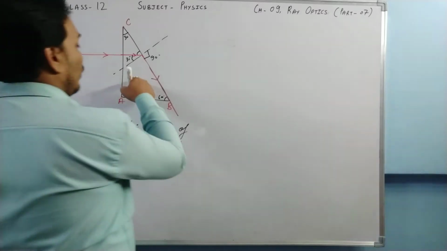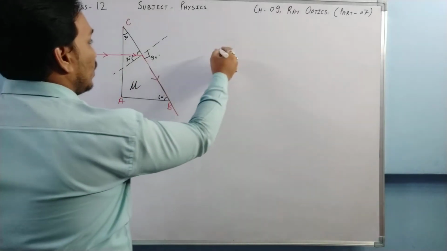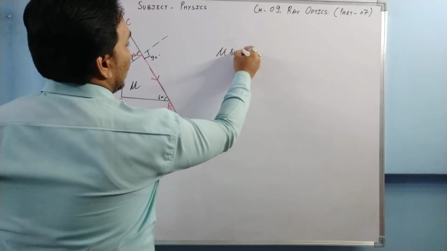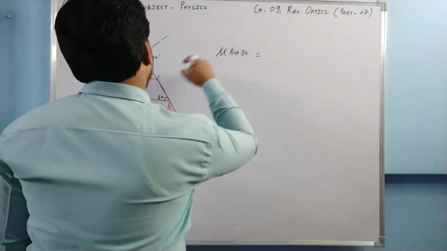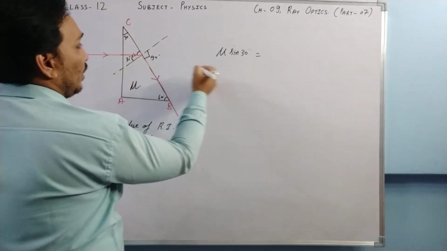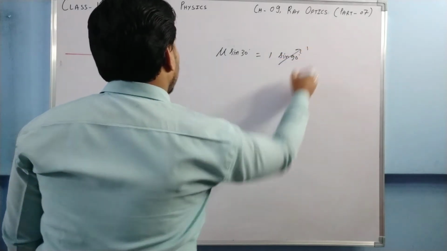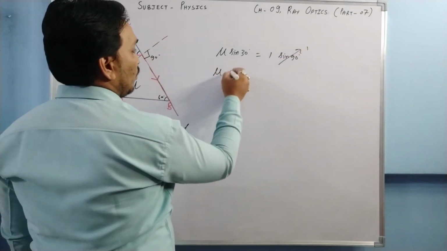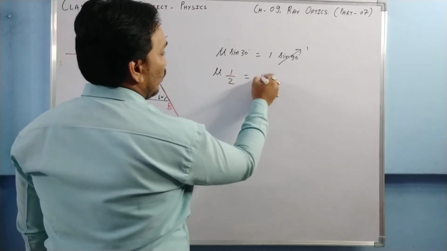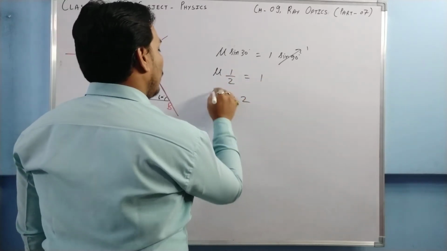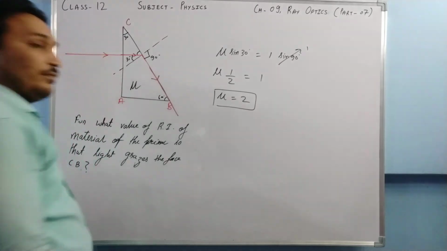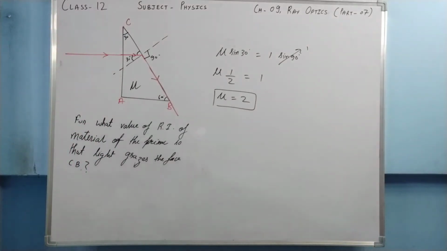Now, if this refractive index is mu, so mu sine 30 degree must be equal to, say this is your air, so for air refractive index is 1, into sine 90 degree, value of sine 90 is also 1. So mu into sine 30, which is 1 by 2, is equal to 1, so mu is equal to 2. Answer. This is how we solve this question. Okay, let us move ahead.